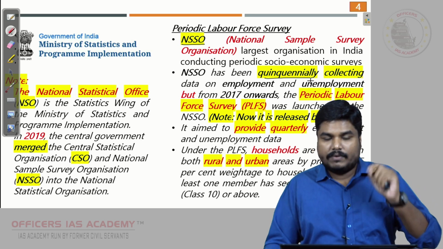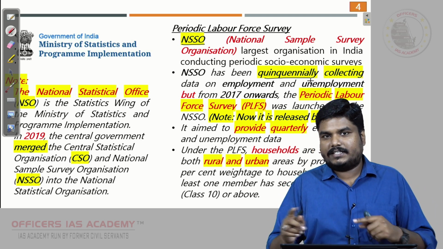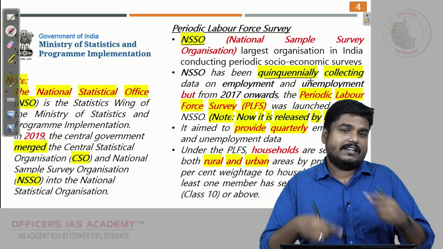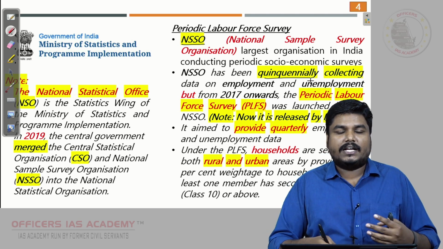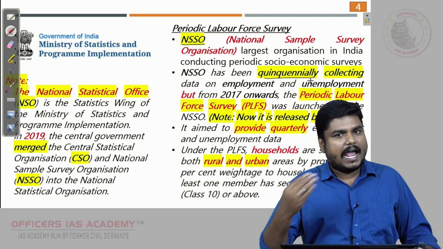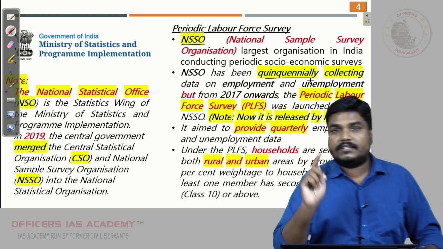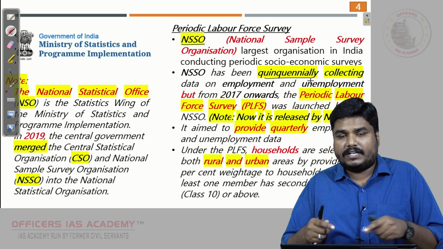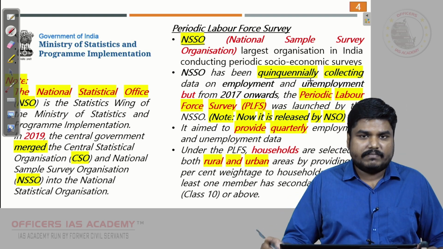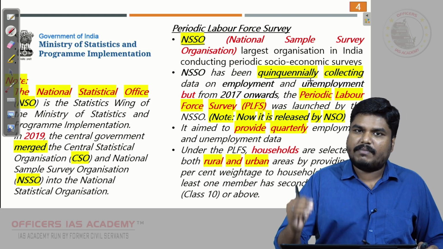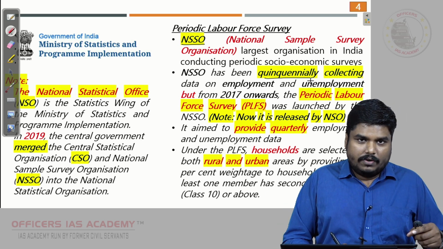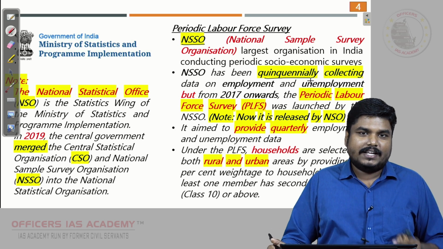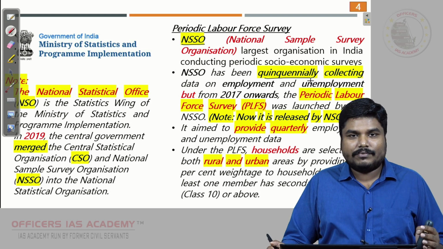However, from 2017, they started adopting a practice called the Periodic Labour Force Survey. So they started releasing the employment data on a quarterly and annual basis. Earlier, they were releasing once in 5 years, but from 2017 they adopted a practice of releasing on a quarterly as well as annual basis under the heading called Periodic Labour Force Survey.